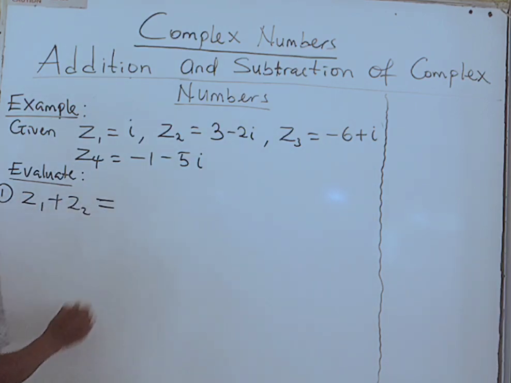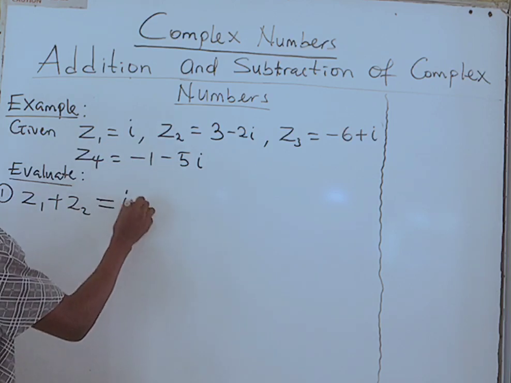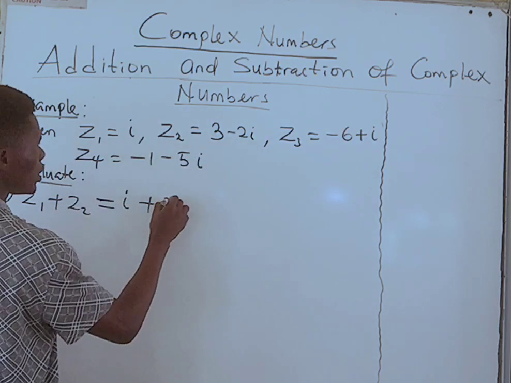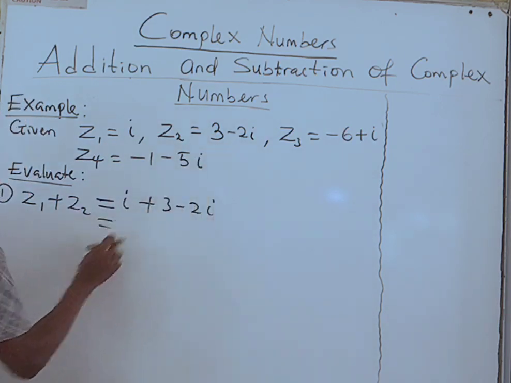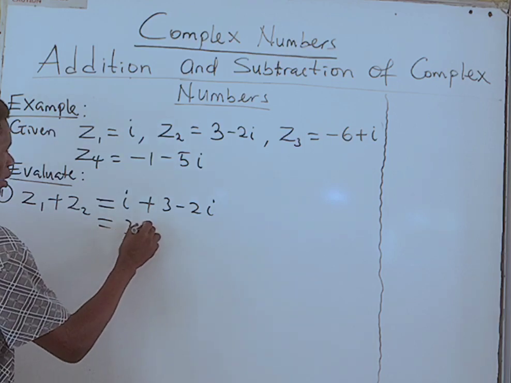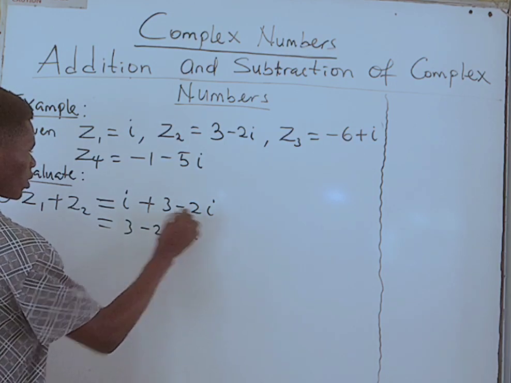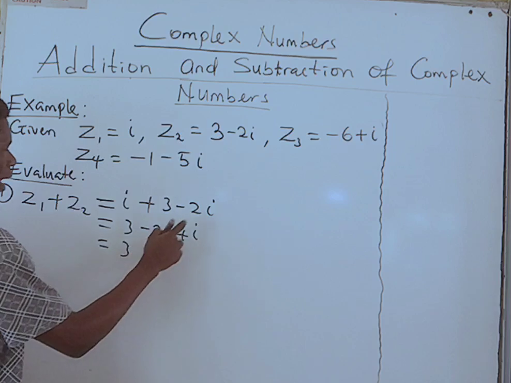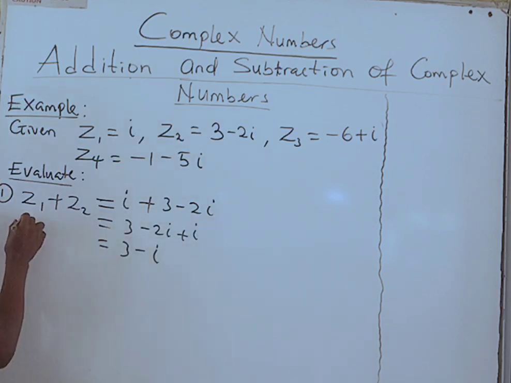To do this, we are going to write Z1 and then add it, that is plus 3 minus 2I, which is Z2. So I'm going to collect like terms: 3 minus 2I plus I, which equals 3 minus I. Z1 plus Z2 is 3 minus I.